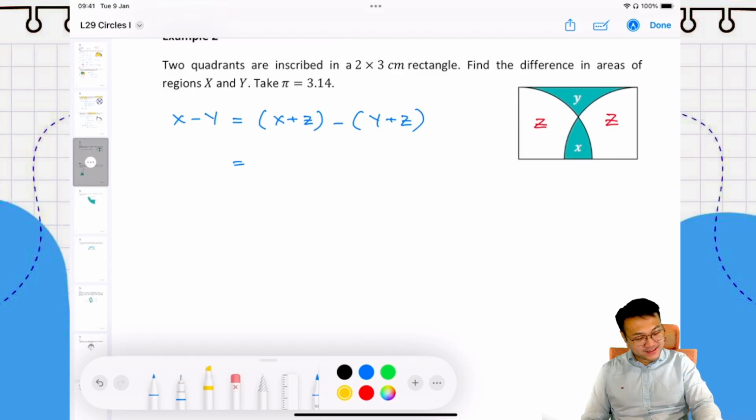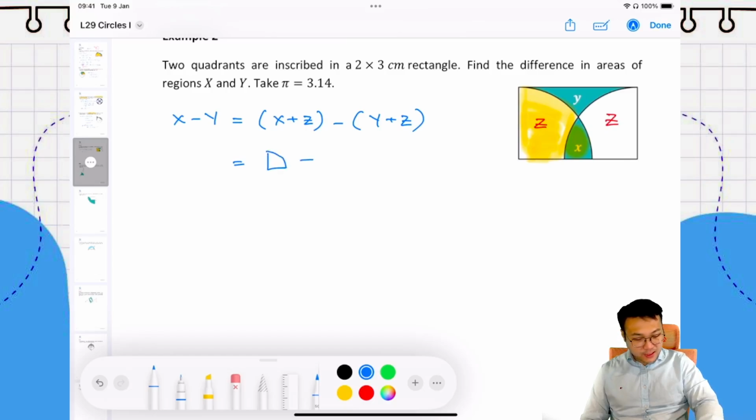Do I need to highlight it? This is x here, and this is z here. So when you add them together, what shape do you get? What shape do you get? It was a quadrant of a circle. A quadrant, yes. So x plus z gives you a quadrant.